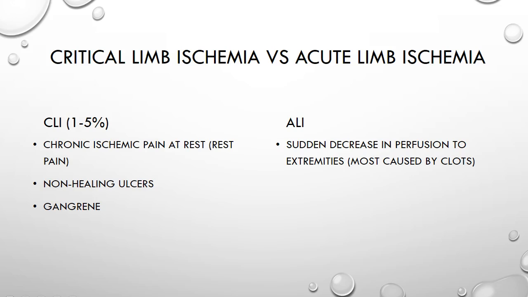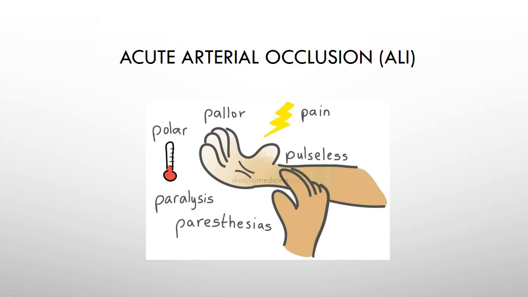And it's drastic. Acute limb ischemia, which is even more of a medical emergency, is a sudden decrease in perfusion to extremities, mostly caused by clots, but it can be caused by anything that would cause a decrease in circulation. So, the 6 P's of ALI: polar, which means coolness, paralysis, paresthesia, which is like tingling, numbness, pallor, which means paler than the rest of the body, pain, and pulselessness.